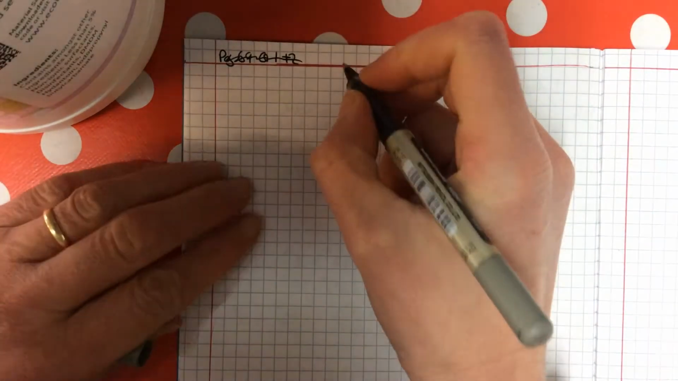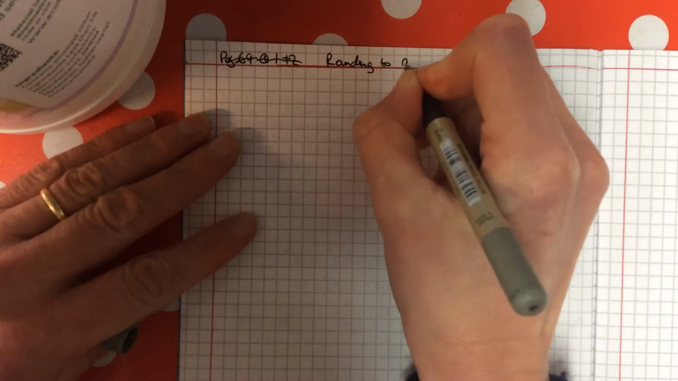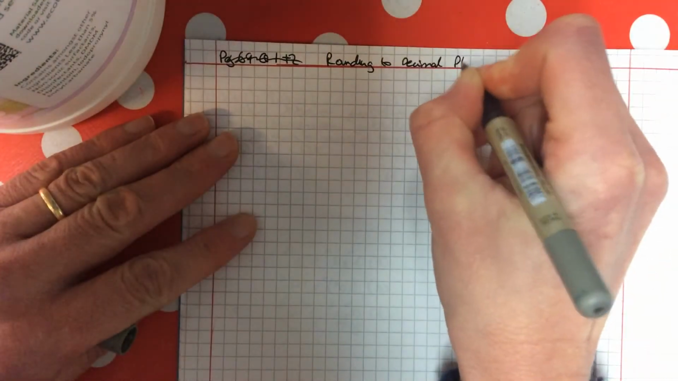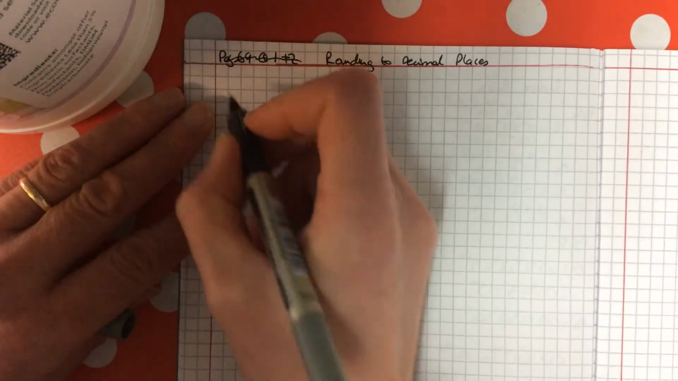Okay, today we're looking at rounding. I'm going to do it to decimal places. You've probably seen this in primary school anyway, and hopefully it's nice and easy for you. But basically, a few wee notes.